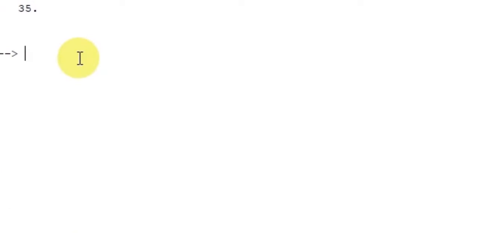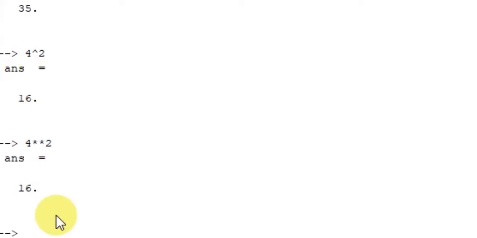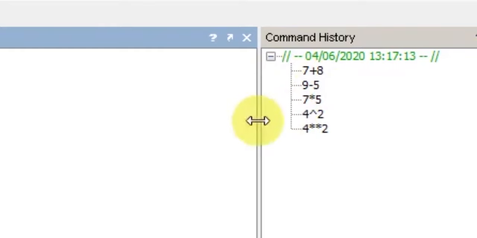And now for power, we use this symbol or double star. So this symbol and this symbol both work the same way. And you can use brackets to say which operation to do first, like you do in basic math. Now you can also see in here the history of the commands executed.